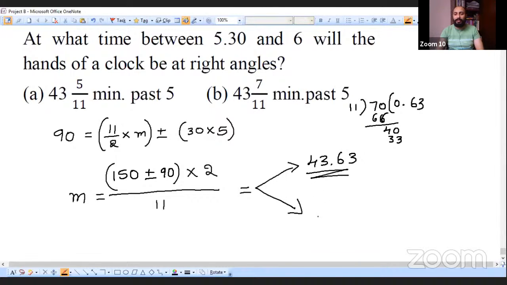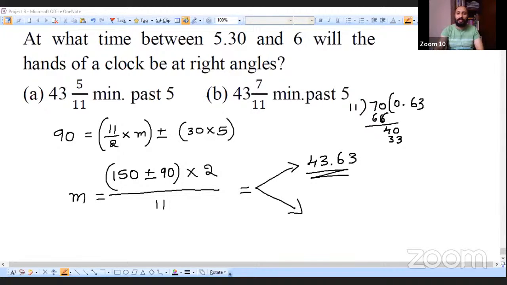What is the other value? That is the answer. What is the other value? 150 minus 90 into 2 divided by 11. What is the other value? Come on, Diksha, Shraddha, what is the other value?